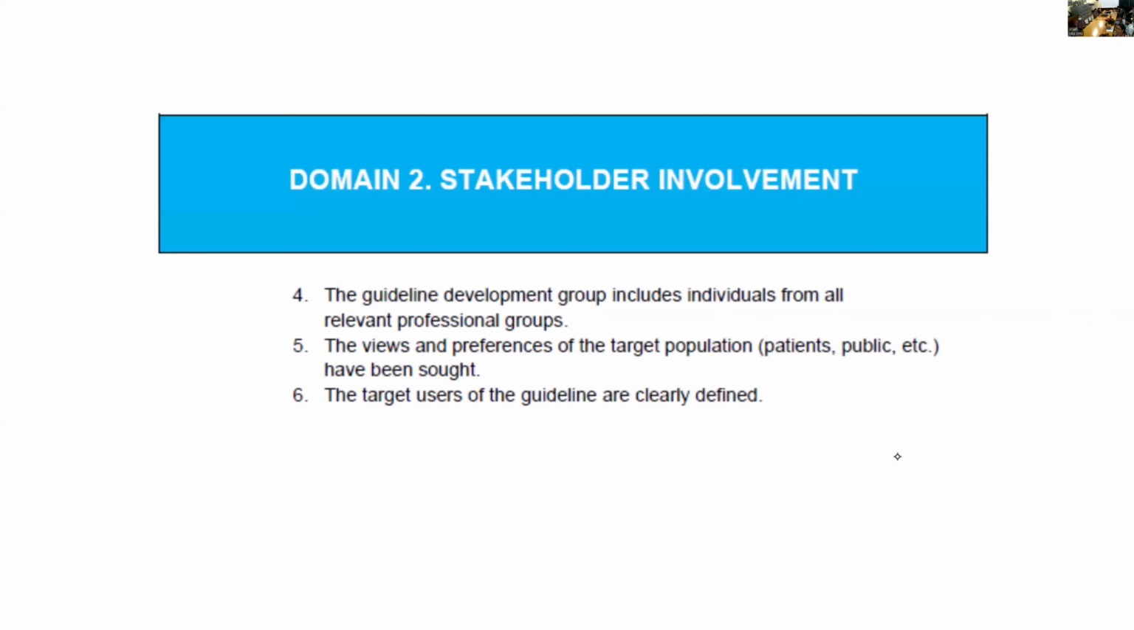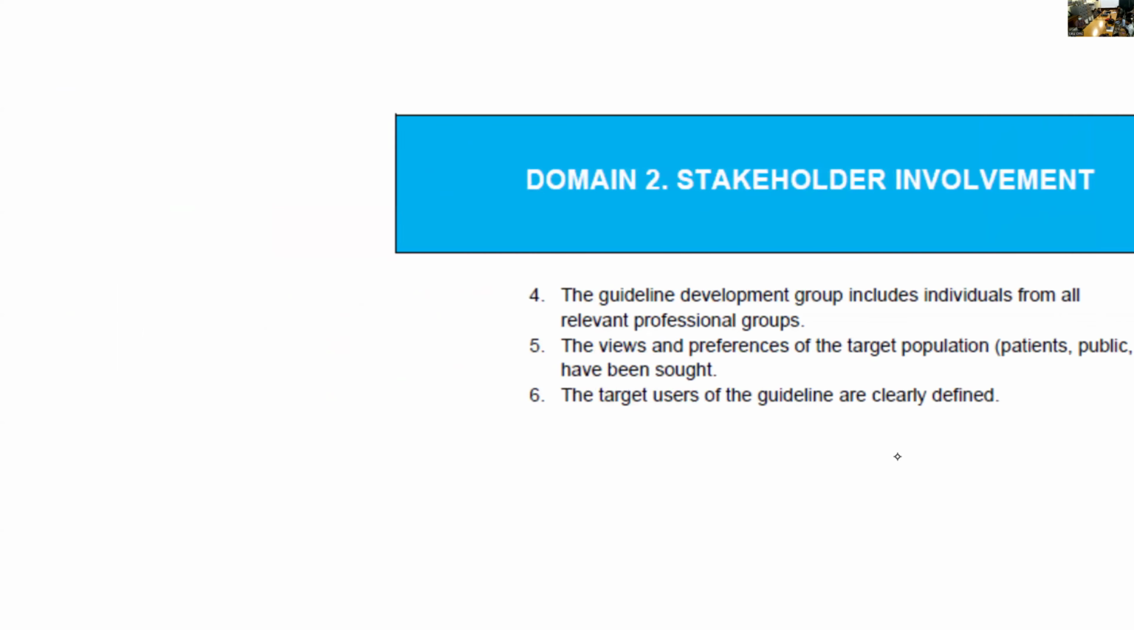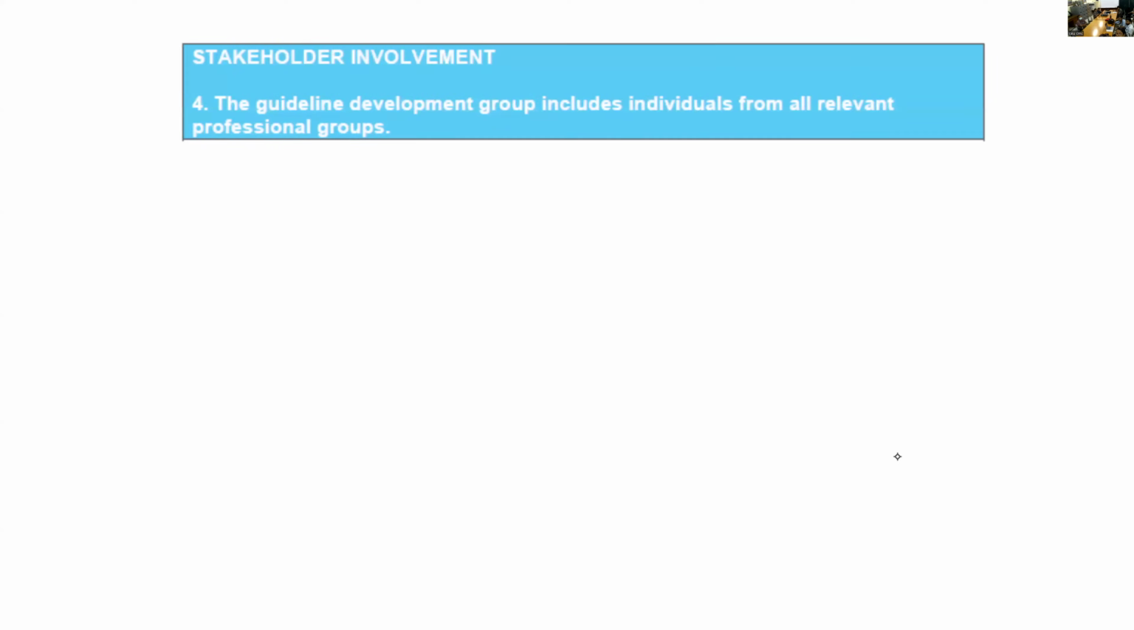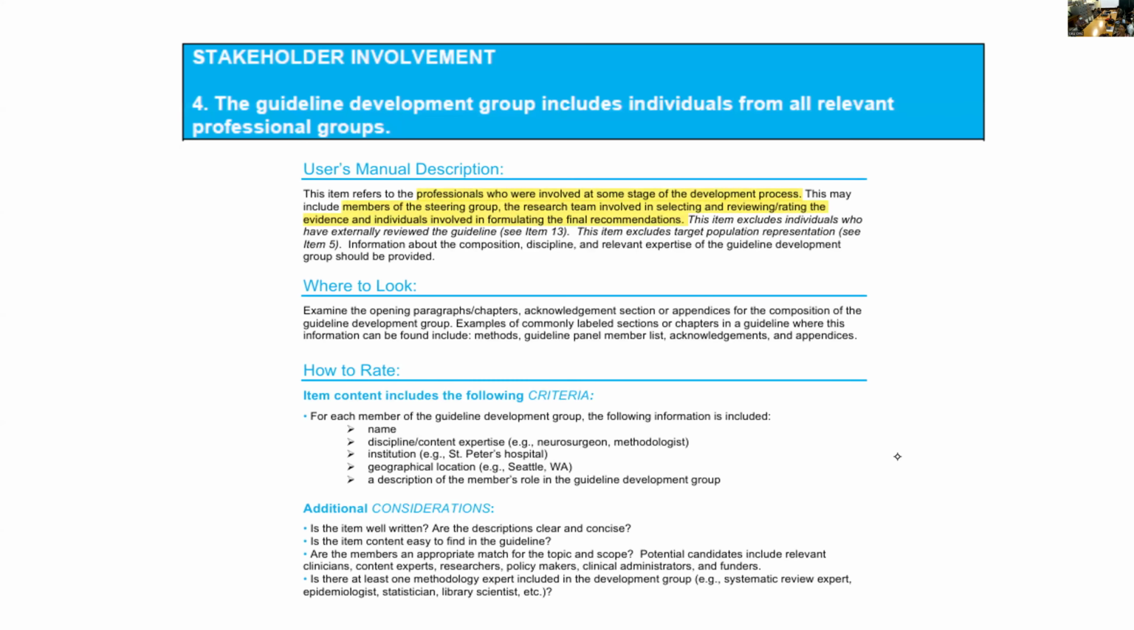The next domain is stakeholder involvement. This also has 3 questions. Under that, the guideline development group includes individuals from all relevant professional groups. So they say whether there's name, discipline, institution, geographical location, description of the members' role.